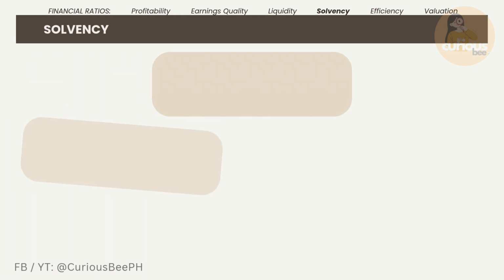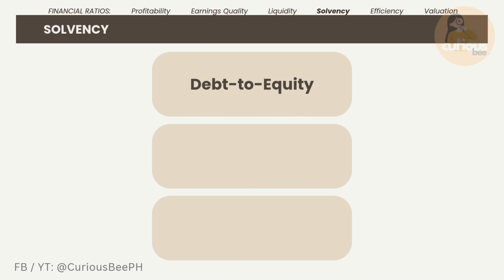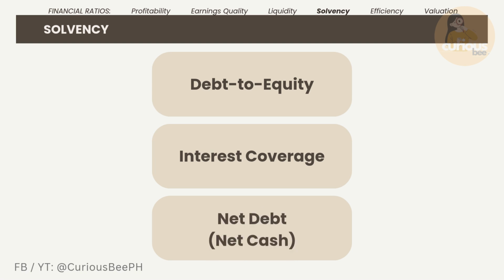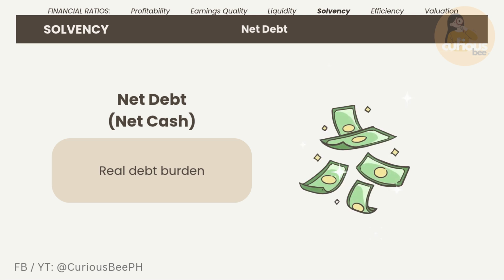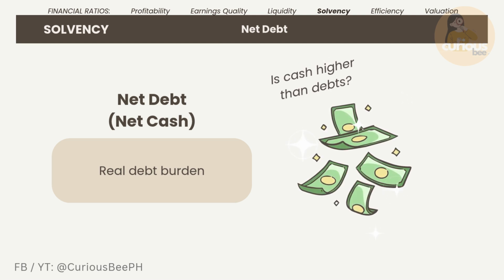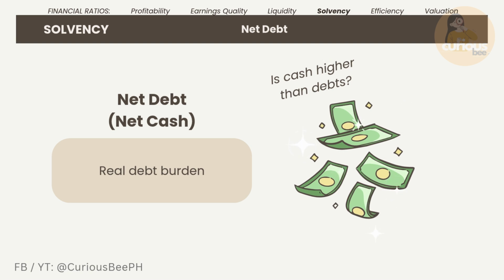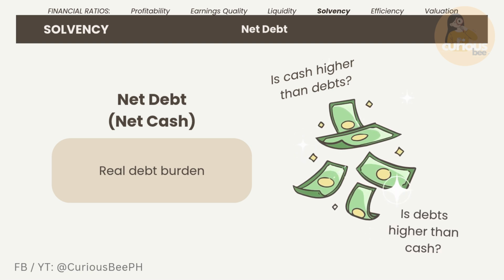We've covered the basic solvency ratios, debt to equity and interest coverage. But there's another useful metric for solvency called net debt or net cash. This adjusts the company's debts with available cash. A company could look heavily indebted on the balance sheet, but if it is keeping a huge chunk of cash, its solvency is stronger, while a high debt level and low cash is riskier.